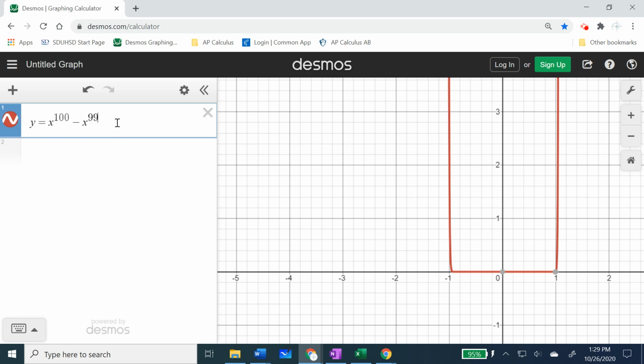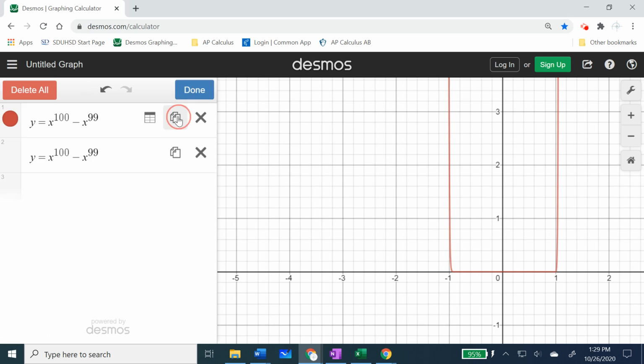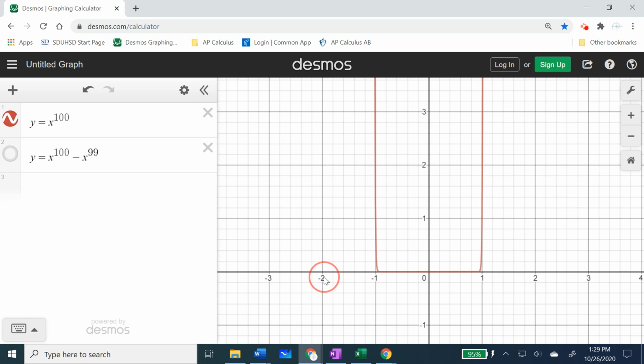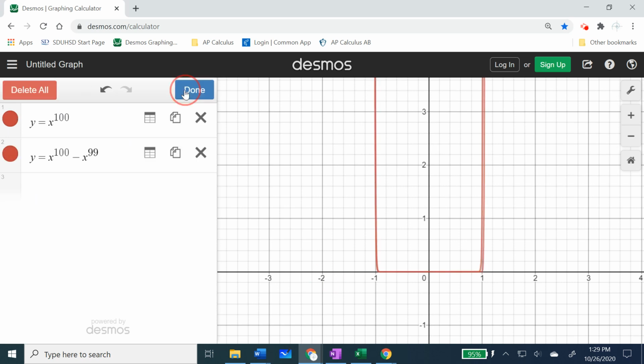So yeah, what did it do exactly? Let me do this. I'm going to duplicate it so I don't have to keep retyping. And then I'm going to take this off. So here's x to the 100. And I'm going to color that one differently.